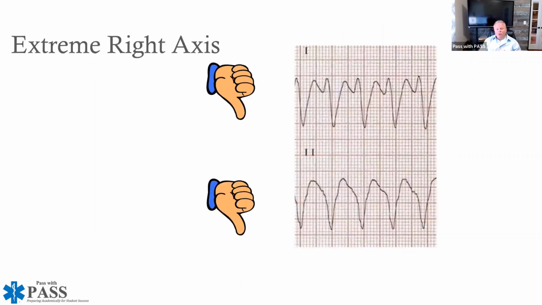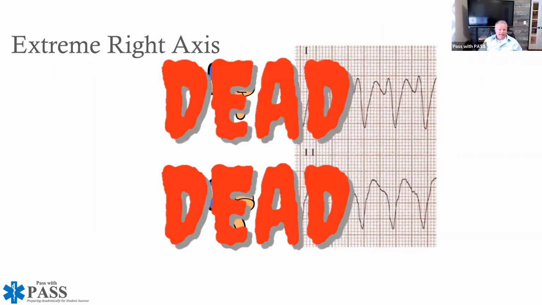And then the final one is we are going to look at extreme right axis deviation. So again, same concept. I'm looking only in lead 1 and lead 2. I have down in lead 1 and I have down in lead 2. And if both of those are down, that is bad. Okay. And we end up calling this dead, dead.